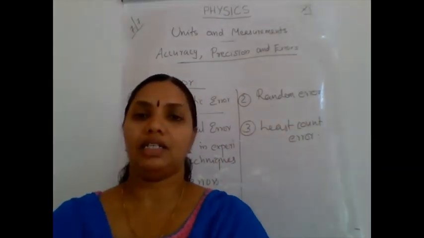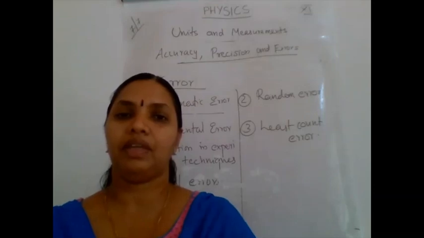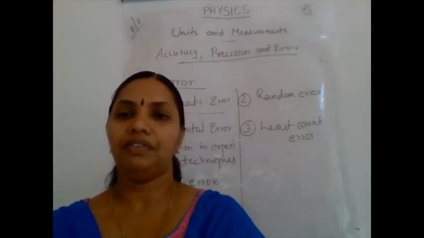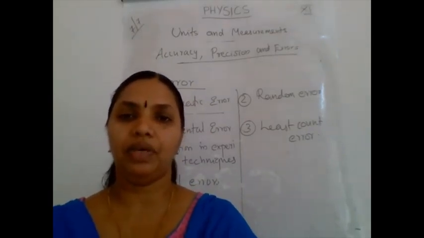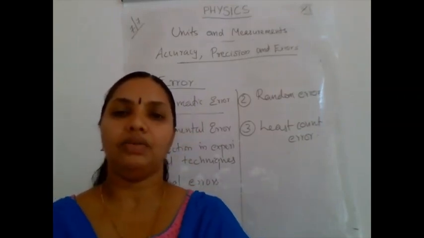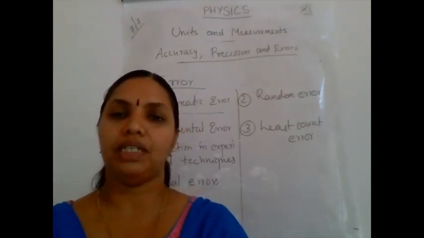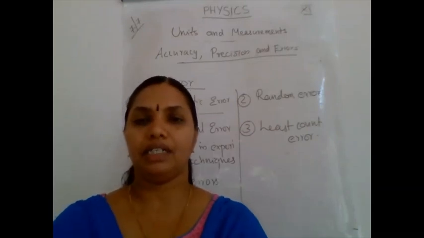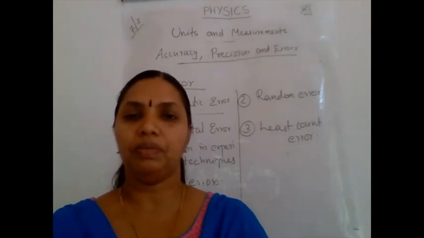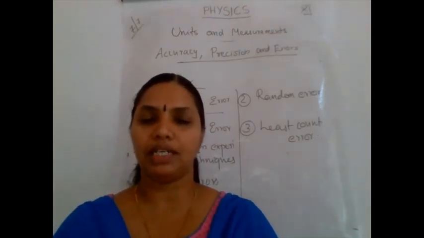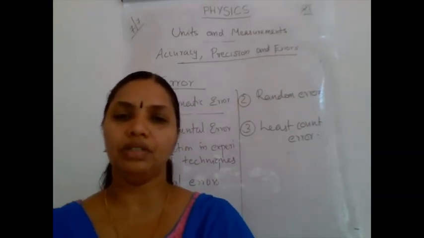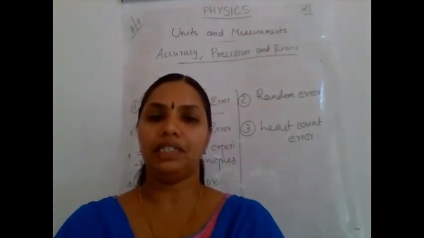So write down the next question. What are the different classifications of error? Next comes another classification: how to find the error, how to find the physical quantity, and how to represent it in terms of error. That we will discuss in the next class. After watching the video, do the homework questions, the textbook exercise, and write this answer also. The next classification we will discuss in the next video.